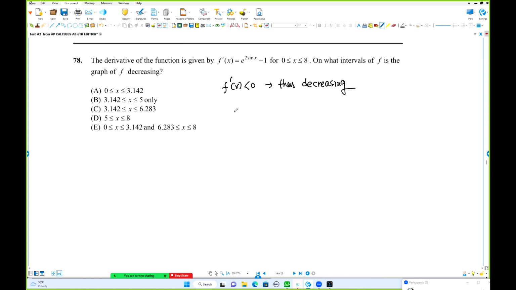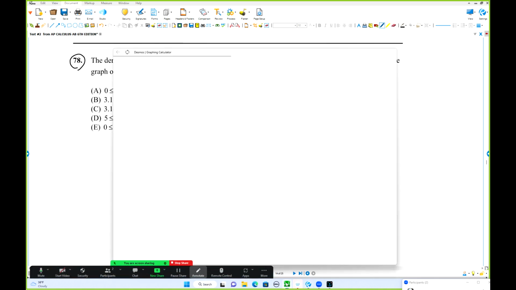You have to solve this one: e to the 2 sine x minus 1 is less than 0. For what values of x is that less than 0? We have to make a graph, because this is part 2, and we need to use the calculator. I'm going to show the calculator over here.